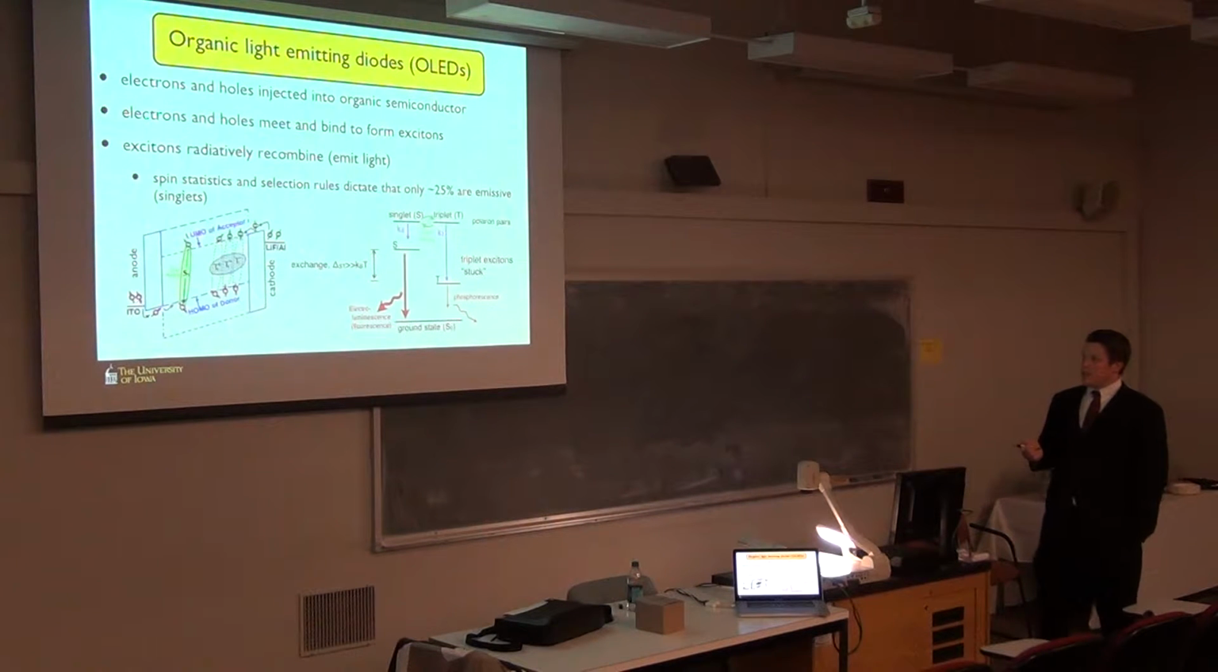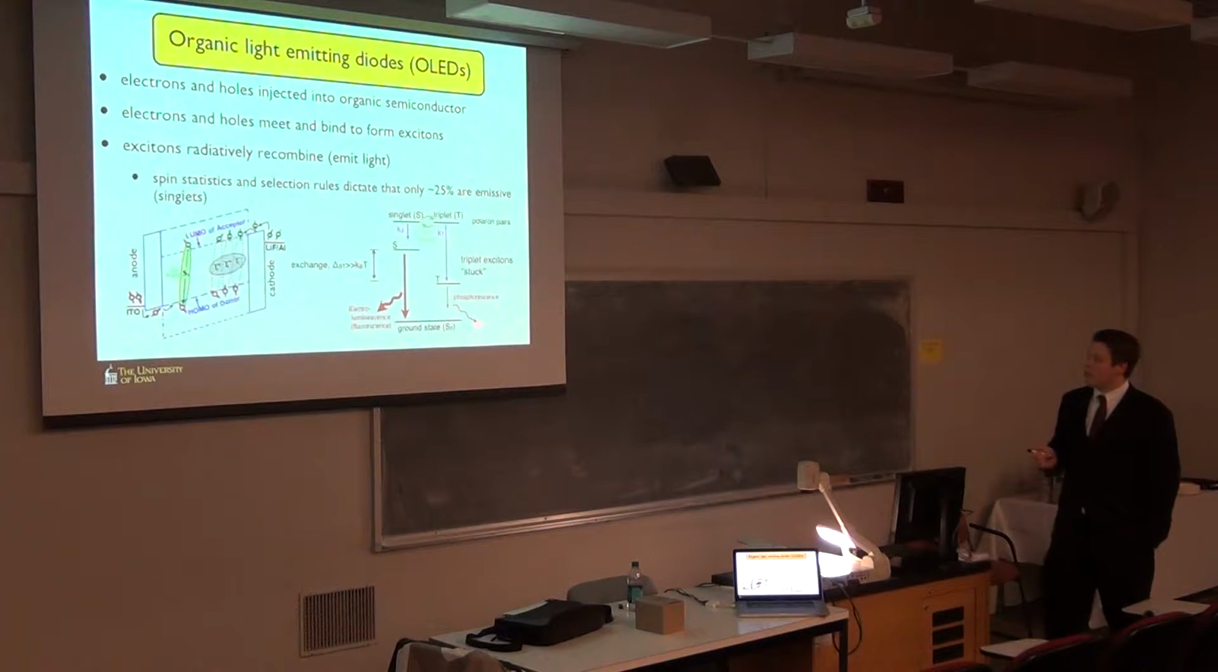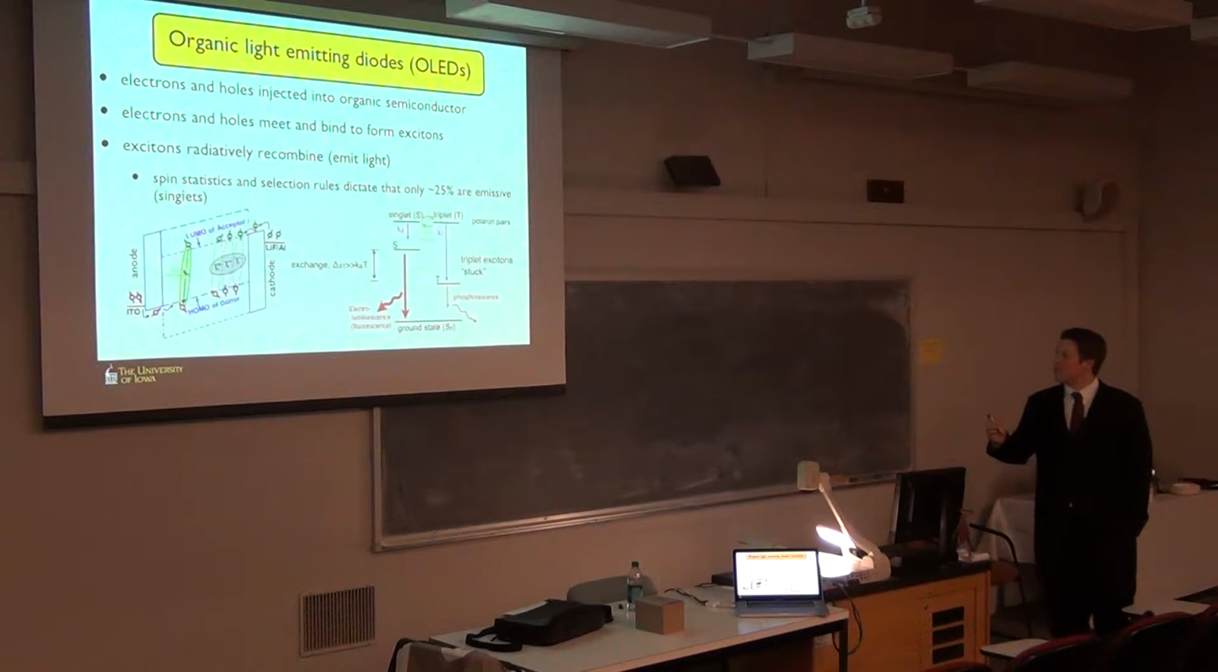Now, due to the spin statistics, you can see that you only have 25% of these pairs being emissive. You're wasting a lot of what's going on here. So we'd like to get around that. And one way you do that is through this phosphorescence by putting in very large metals that have strong spin-orbit interactions. I won't talk about that.